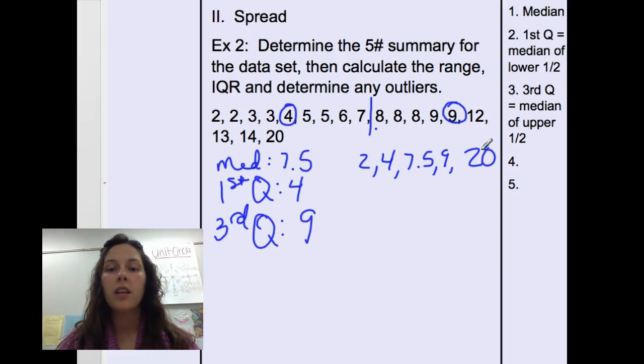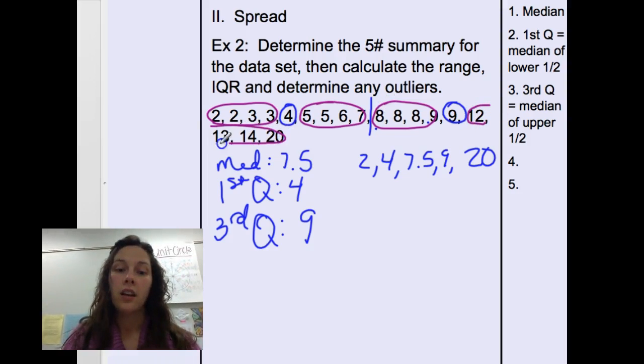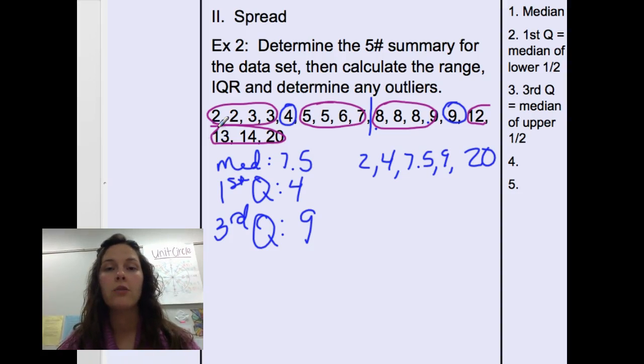And if you notice the way that I kind of divided that data set, in the lower part, or below the first quartile, we have 4 data values. Between the first quartile and the median, we have 4 data values. Between the median and the third quartile, we have 4 data values. And between the third quartile and up, we have 4 data values. So when I said it splits the data into 4 equal sets, that's what I was talking about. There's an equal number of data values in each set if you don't include the quartiles.